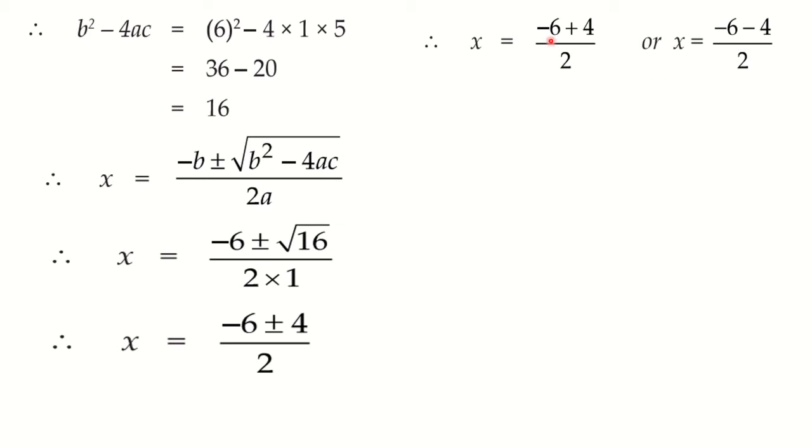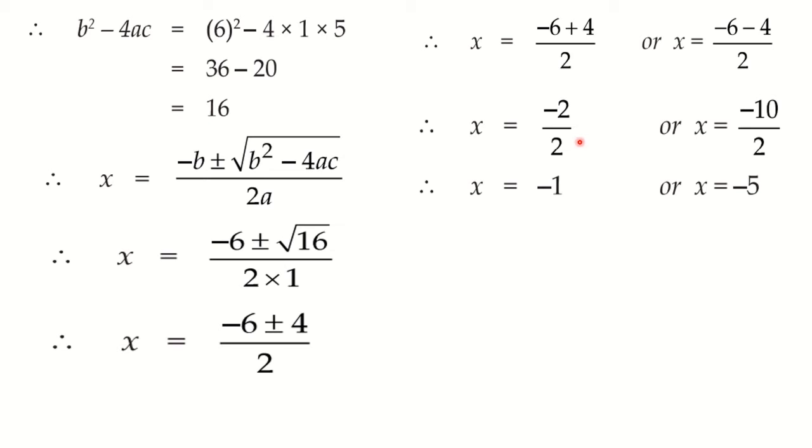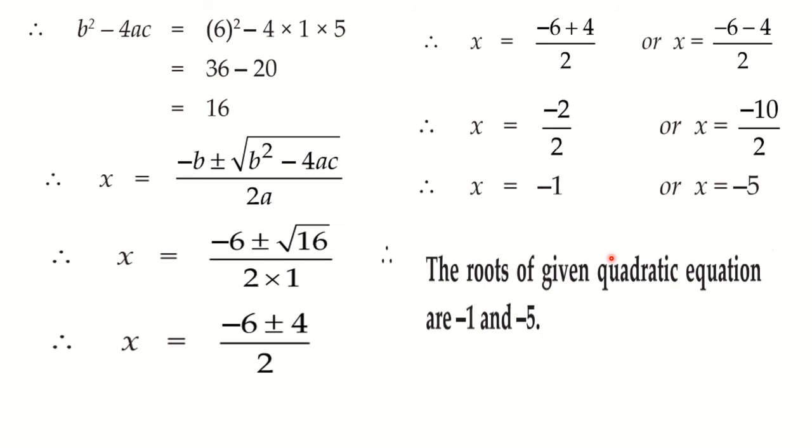Okay, so here minus 6 plus 4, you will get minus 2 divided by 2. And here minus 6 minus 4, you will get minus 10 divided by 2. Okay, so just add them and then minus 2 divided by 2 is minus 1. And here minus 10 divided by 2 is minus 5. In this way, we got two different answers. We got two solutions here. And then finally, write down the answer as a statement. Therefore, the roots of the given quadratic equation are minus 1 and minus 5.